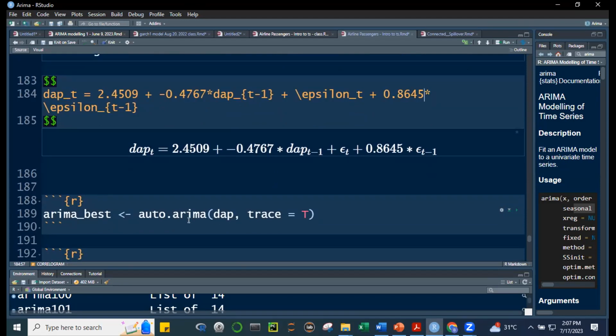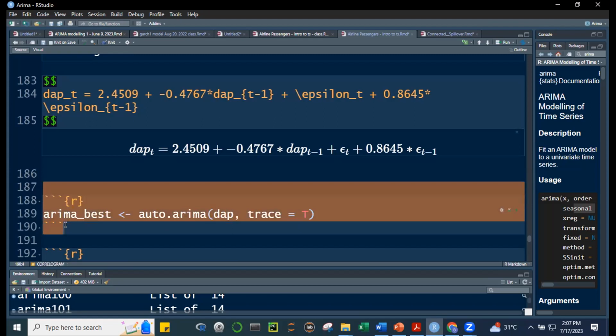Yan. Take a look at this. So let's create this object, ARIMA. Let's call it ARIMA_best. And we can make use of the auto.arima function. And then here, ang minomodel natin si DAP. Tapos, lagyan natin trace is equal to true. Okay, so i-run natin to.